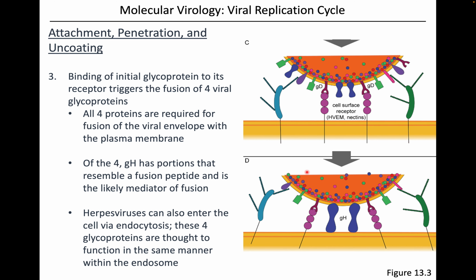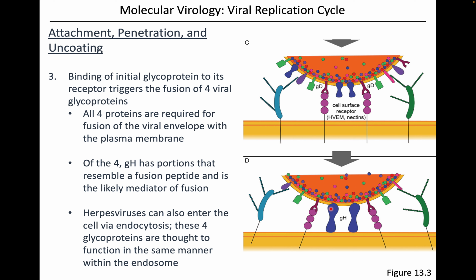So here's just a little bit more detail on the fusion process. So you get the binding of the initial glycoproteins, and that's going to trigger a fusion of additional glycoproteins on the surface of the virion. And out of those, we think the glycoprotein H is likely the one that's going to mediate fusion of the viral envelope with the plasma membrane. So this is an instance where you're actually having fusion occurring at the plasma membrane for a lot of herpesviruses, although some can enter the cell by endocytosis.